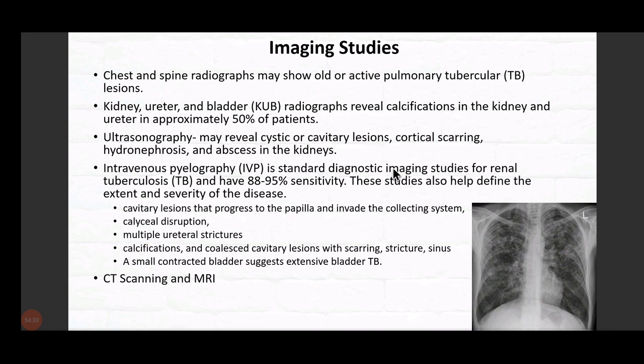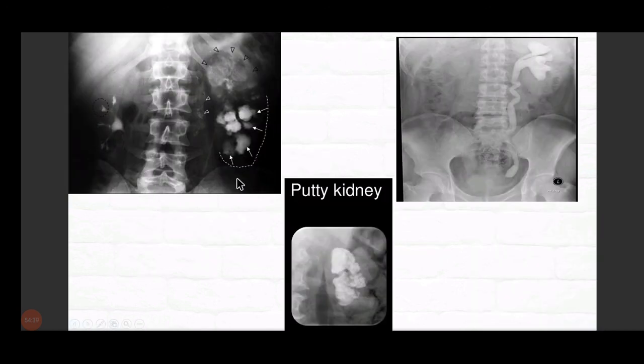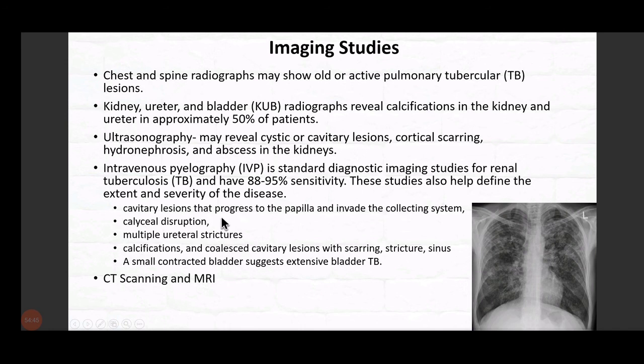IVP used to be the standard imaging modality, which has now been replaced by CT scan. So what will you pick in IVP? You can pick up lesions like this. This is the normal kidney. Here, this is the calyceal dilatation. Then you have calyceal disruption.